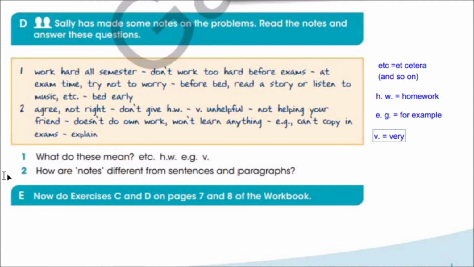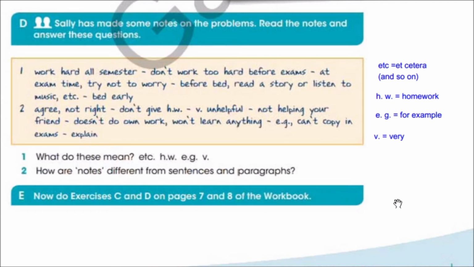Now let's go to question 2. How are notes different from sentences and paragraphs? What do you think the difference is between a note like that and a full sentence or a full paragraph? Very good. Most notes that people take have short words like these. They mean by them to use a word, but they are short. They don't have full sentences sometimes, and some words are missing, and there isn't any correct punctuation.